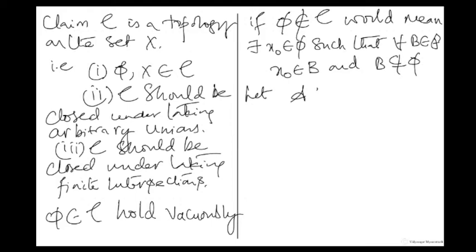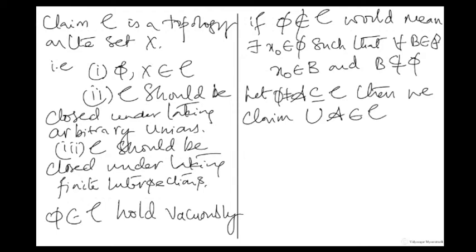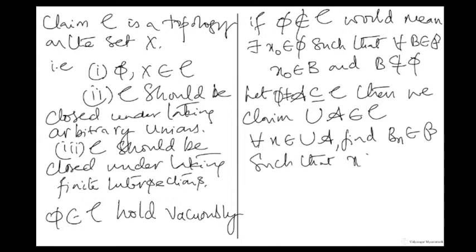Let A be a non-empty subset of C, then we claim the union of elements of A is an element of C. Now let X be a point. So basically what we are supposed to do, for every X in the union of elements of A, we need to find an element, let's say Bx in B, such that X belongs to Bx and Bx is contained in the union of elements of A.